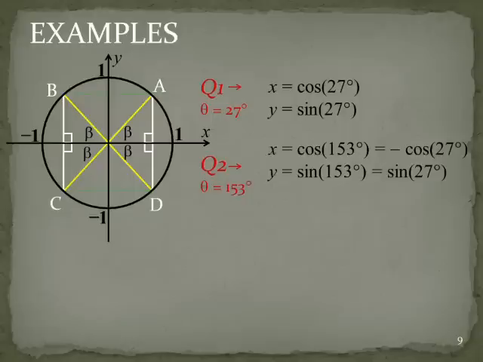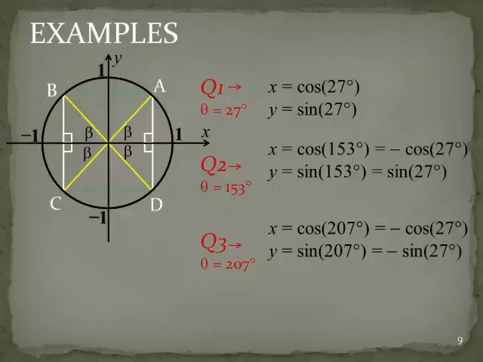In quadrant 3, our angle theta, when drawn from the positive x-axis going in an anti-clockwise direction, is 207. In other words, it's 180 degrees plus 27. In this case, both the cos and the sine are going to be negative, so the coordinates are really minus cos 27, minus sine 27.